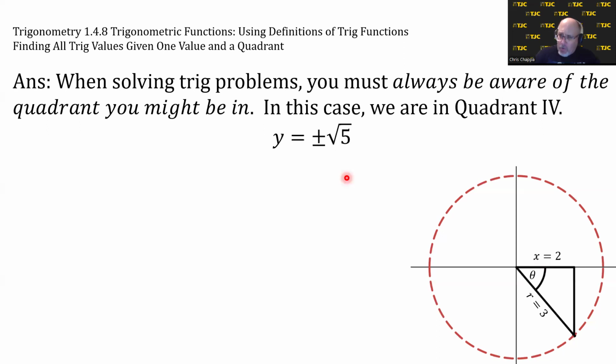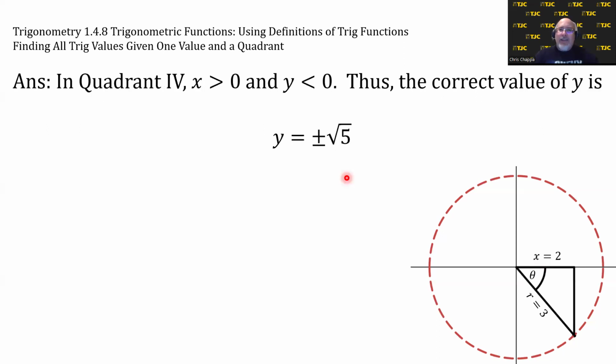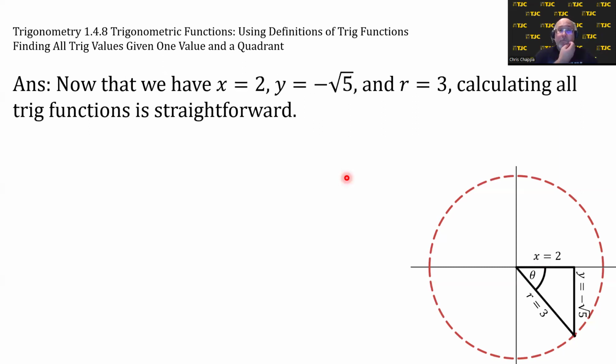In this case, we are in quadrant 4. And in quadrant 4, x is greater than 0 and y is less than 0. Thus, the correct value of y is negative square root of 5 only, which we'll put on our picture. Now that we have x equals 2 and y equals negative square root of 5 and r equals 3, calculating all trig functions is straightforward.